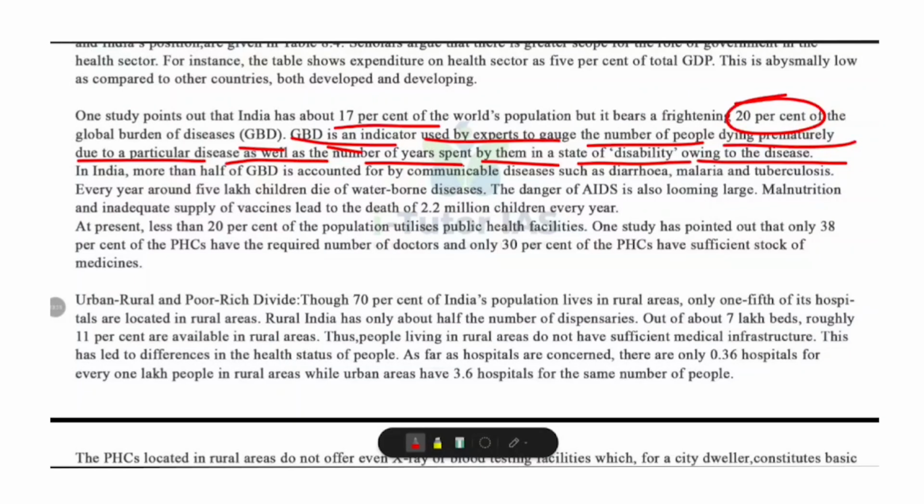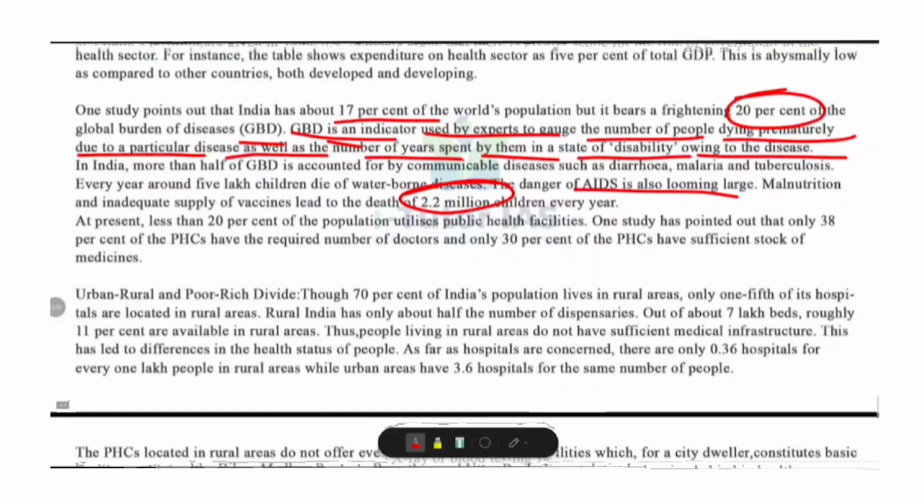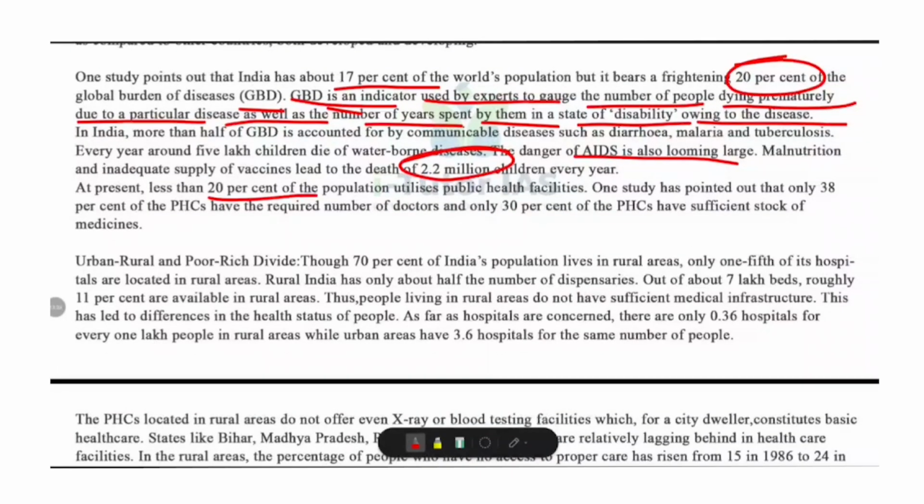account for more than half of India's GBD. What about child mortality? Almost 5 lakh children die annually from waterborne diseases. Malnutrition and inadequate vaccines cause 2.2 million child deaths yearly. AIDS is also an emerging threat. And also, less than 20% of the population uses public health facilities.